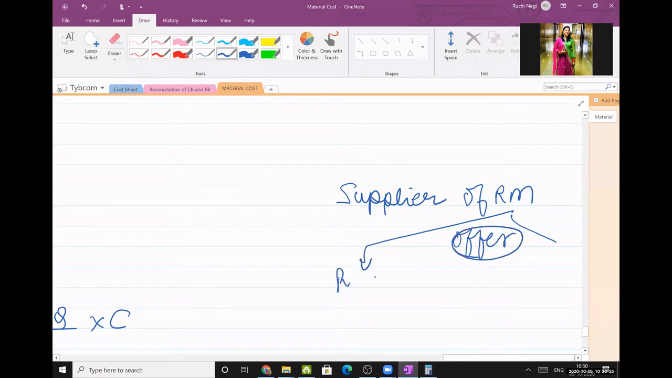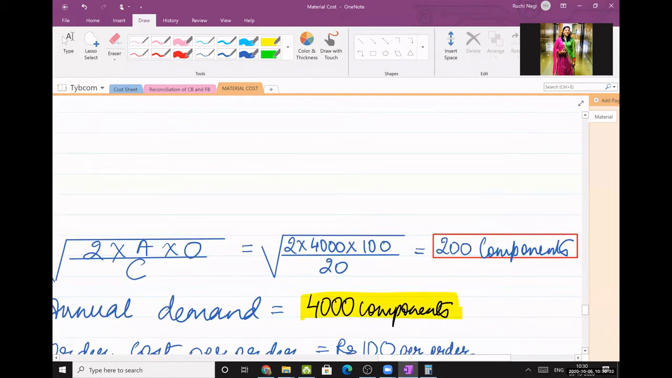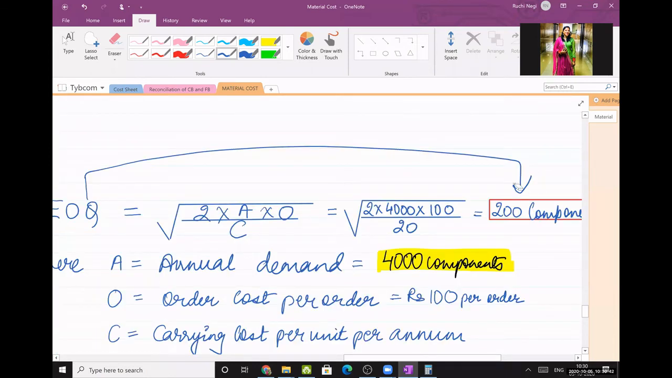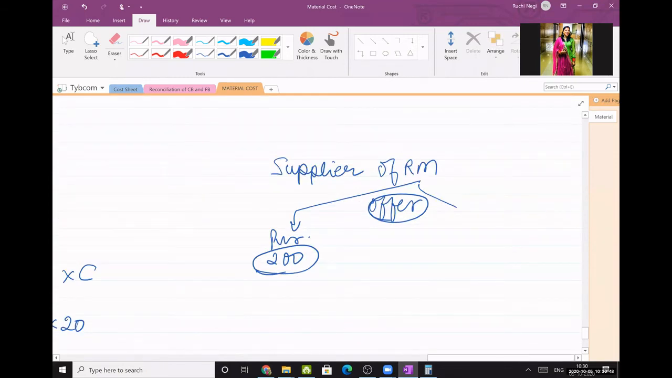How much do you purchase from him? You purchase 200 from him at one time. How do you know that? I know it through this answer, through the EOQ answer. See, what is my one-time purchase as a manufacturer? My one-time purchase as a manufacturer is how much? 200. Okay. How? I calculated through my EOQ formula. Okay. So my one-time purchase is 200.